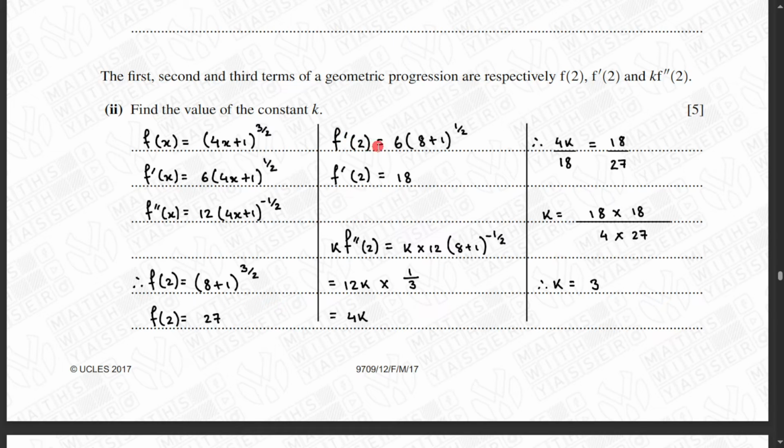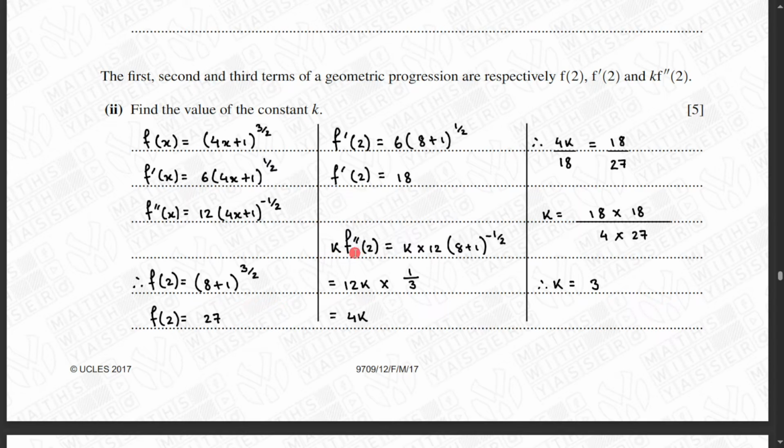And f prime of 2 must be 6 times 4 times 2 plus 1, so it will be 8 plus 1 over here to the power half. 8 plus 1 is 9. 9 can be written as 3 square. So 2 will cancel and we will have just 3. So 6 times 3 will be 18.